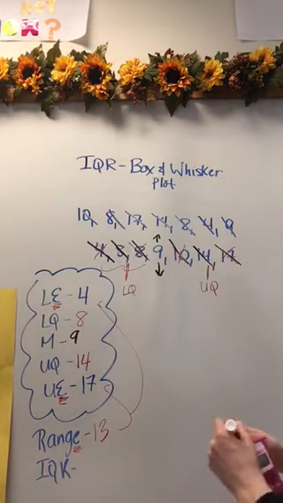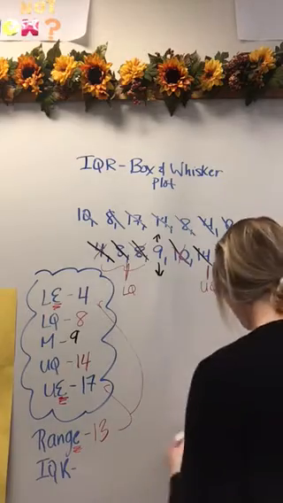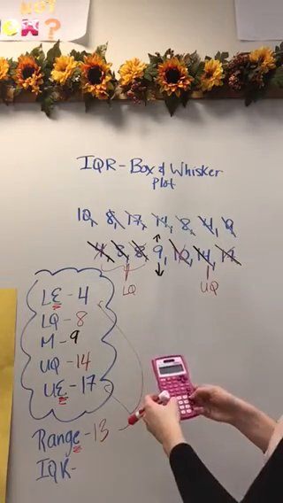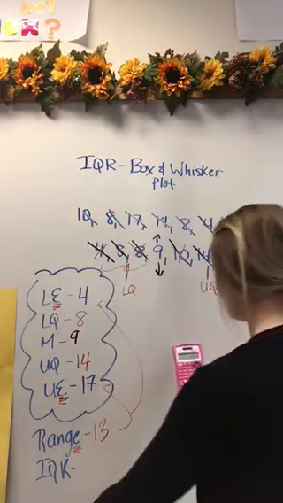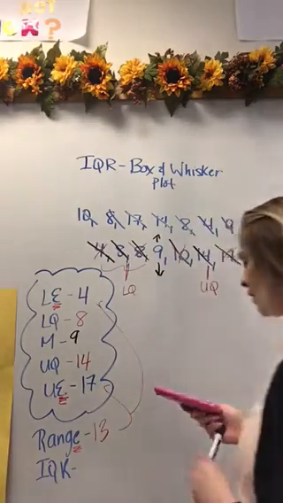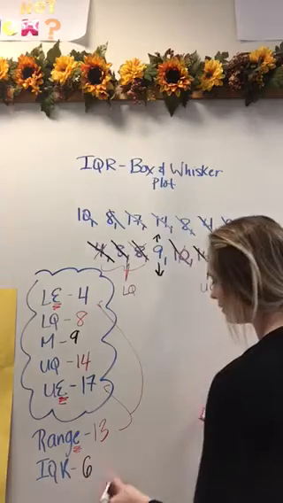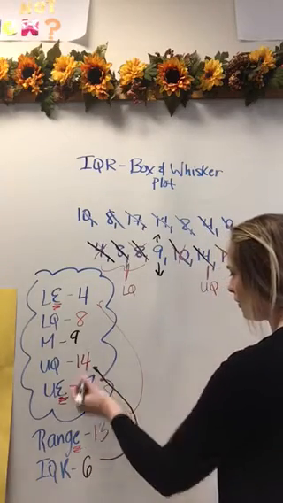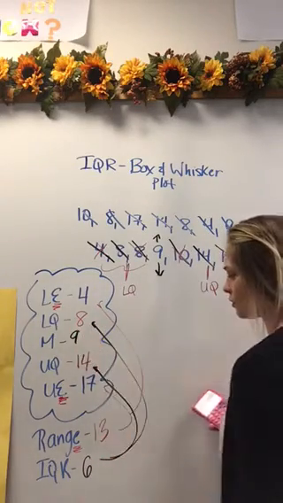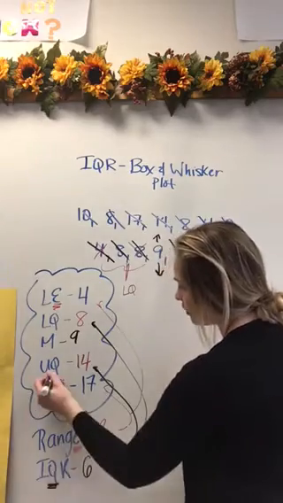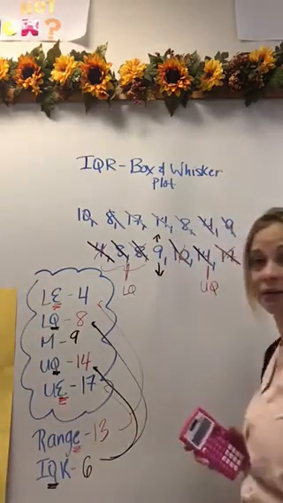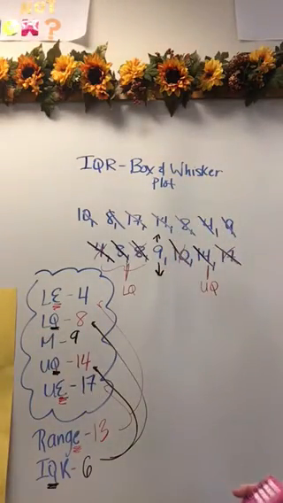So in order to identify our IQR, we subtract our lower quartile from our upper quartile, which is 14 minus 8, and that gives us 6. So your IQR is 6. So again, the upper quartile minus the lower quartile, they both have a Q in them. So that's an easier way to remember IQR.